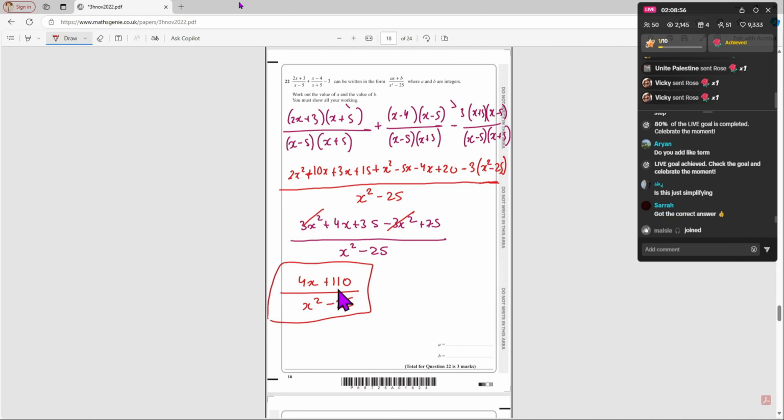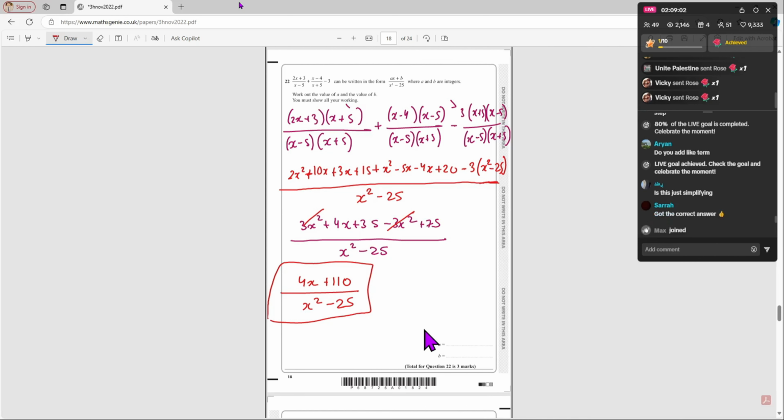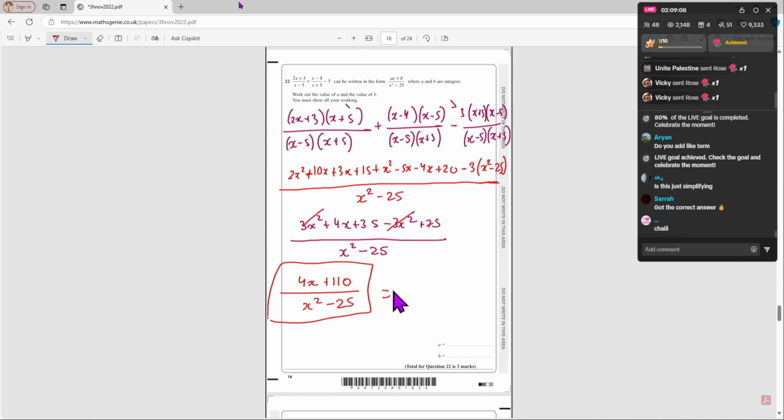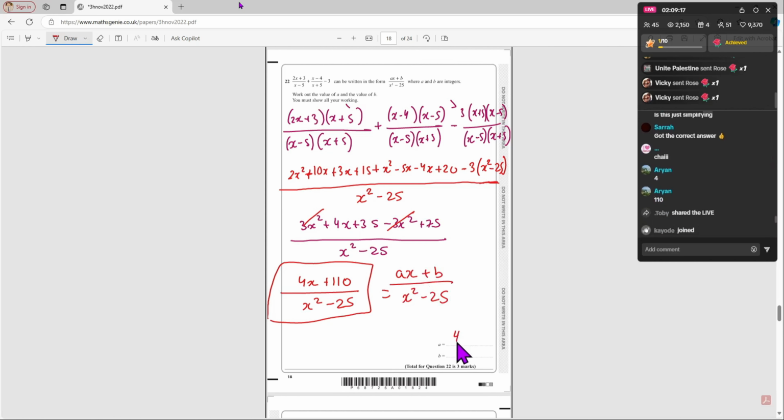So now, once you have done that, it says you have to work out the value of a and b. So what is the value of a and b then? Looking at this form, if this is equal to ax plus b over x squared minus 25, we know that a is going to be 4 and b is going to be 110. And that is going to be your answer.